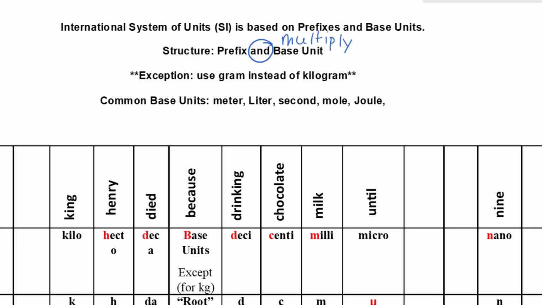Some common base units are meter, liter, second, mole, and joule. With the exception, we use gram instead of kilogram, because kilogram is a base unit for mass.